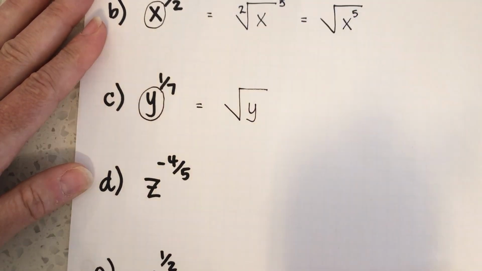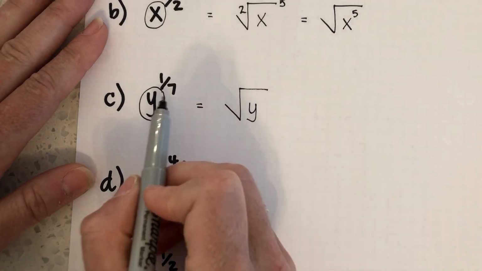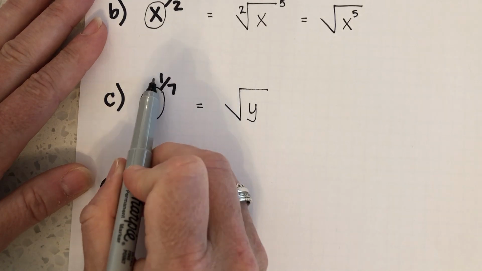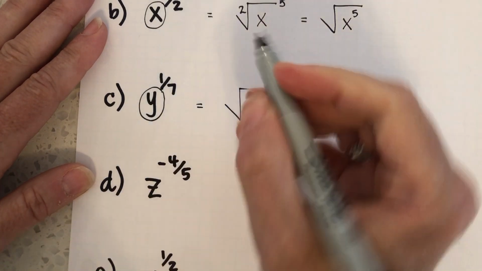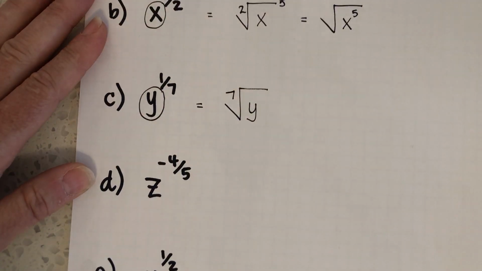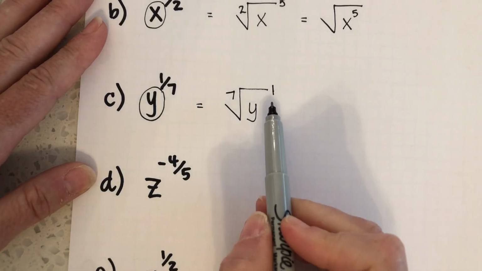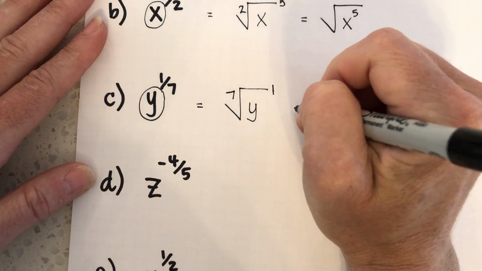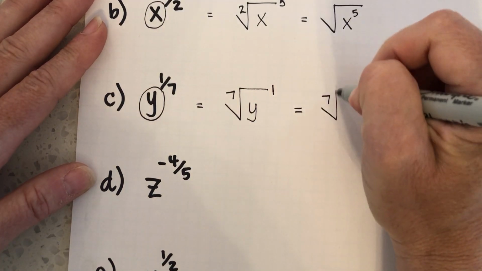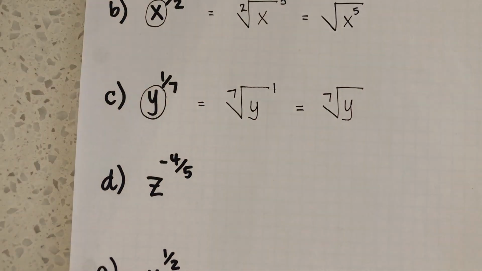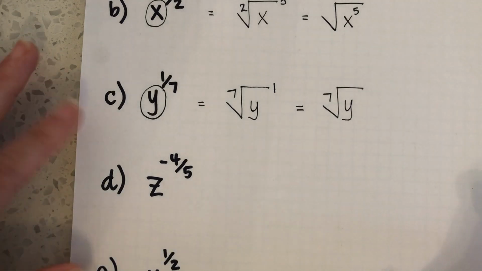So put y under a radical, right? Now we're going to split this fraction up into a power over a root. So 7 becomes the root and the power is 1. Well, guys, do we write assumed powers of 1? No. So that would really just be the 7th root of y is how you would write that answer, okay?